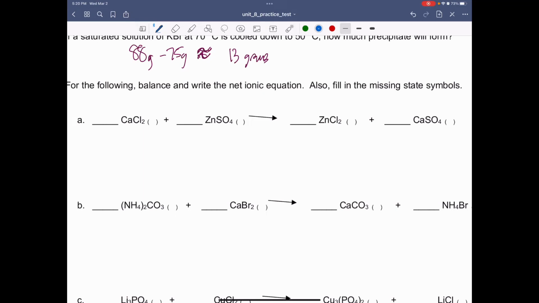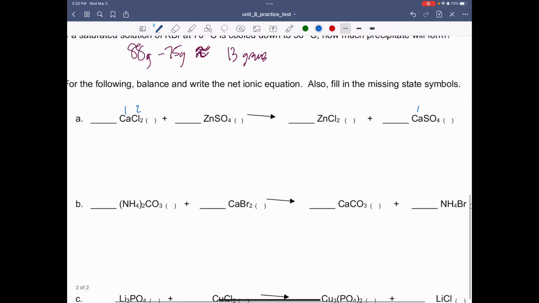Okay, so we're in the last section here, a little bit of a longer section. Here we're supposed to balance and then figure out the net ionic equation. The first thing I'm going to do is balance this. We got one calcium here, one calcium there, two chlorines there, two chlorines here, one zinc there, one sulfate here, one sulfate here. So guess what? It is already balanced. So that part's easy. Okay, so let's just get to the other stuff then.